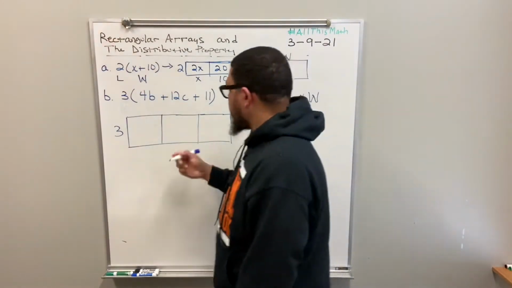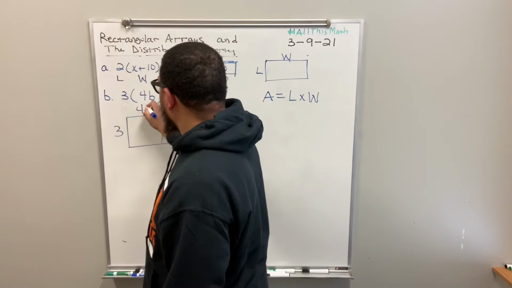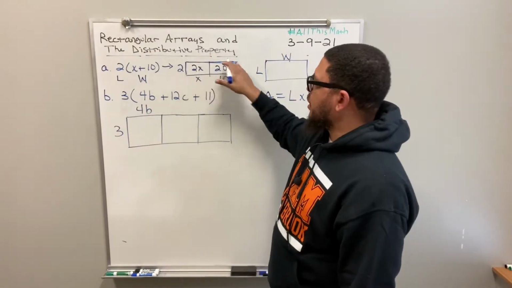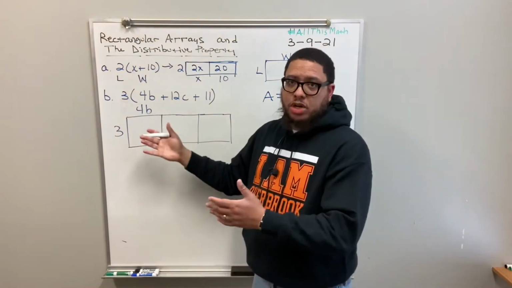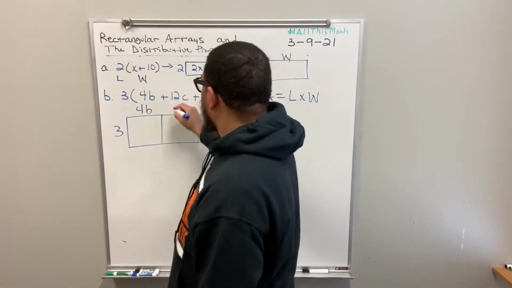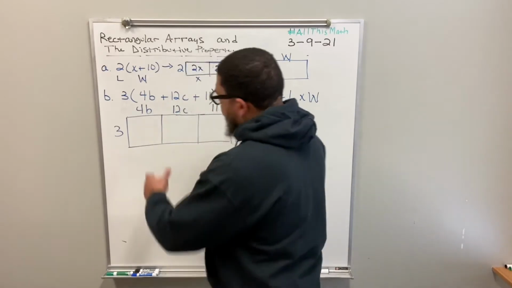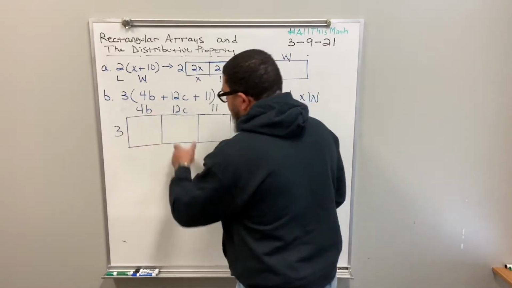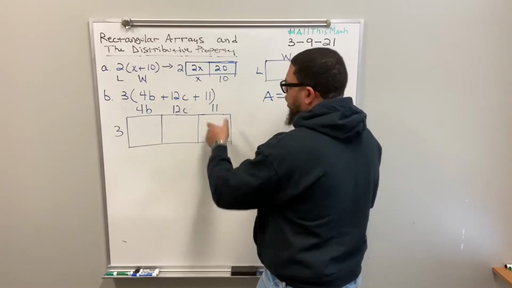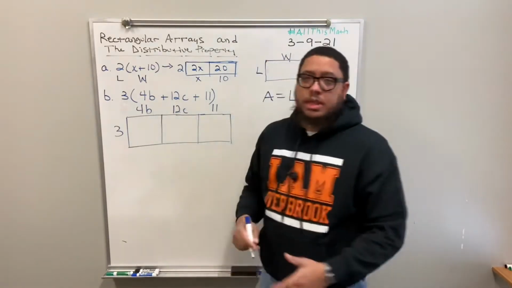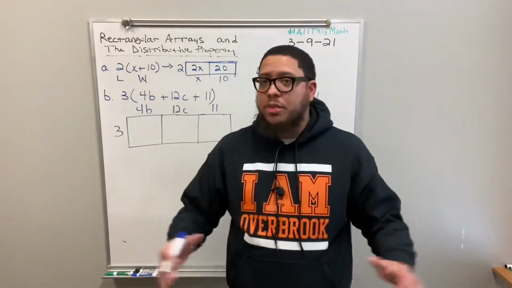Okay, so now I'm going to label them. Before, I wrote the x and the 10 on the bottom, but that's just because I didn't have a lot of space at the top. I prefer to write my terms on top. And then I write 12c right here, and I write 11 over here. So this space right here is 4b, this space right here is 12c, and this space right here is 11. Now, do I know what b is and do I know what c is? No, I don't. Do I care what they are right now?